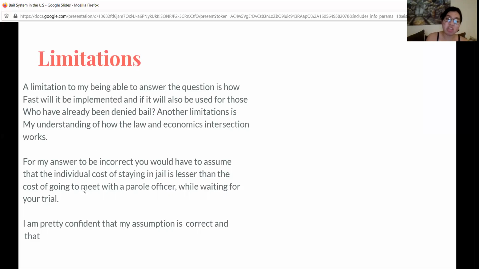And then for my answer to be incorrect, you would have to assume that the individual cost of staying in jail is lesser than the cost of going to meet with a parole officer while waiting for your trial. And I'm pretty sure that my assumption is correct in the fact that many people would rather go to see the parole officer than go and be sent back to jail.